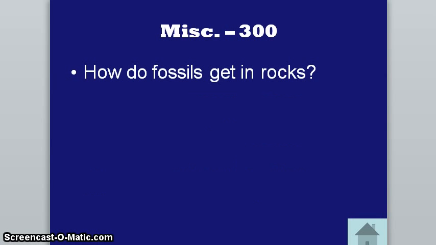How do fossils get into rocks? The remains of the animals are going to get into sediment and debris, and then they're going to get imprinted or pressed into that soil or sediment as it starts to lithify and harden.